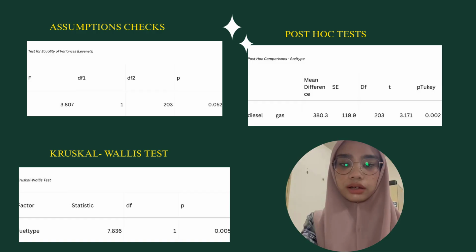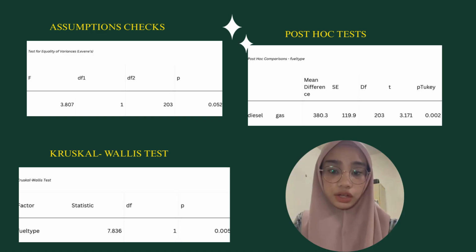So then, for the post hoc test, we use the Tukey post hoc test. The mean difference is 380.3 and the p-value is 0.002. Since 0.002 is less than 0.05, we can conclude there is a significant difference. Diesel cars are significantly heavier than petrol cars.